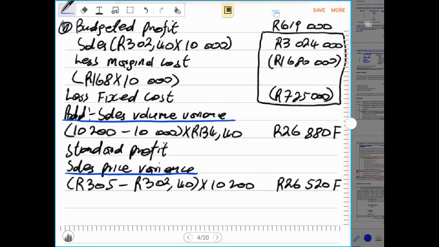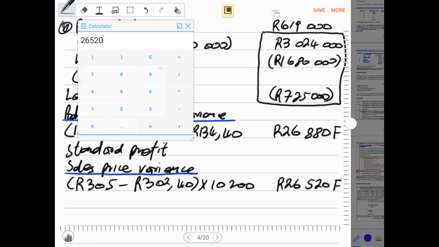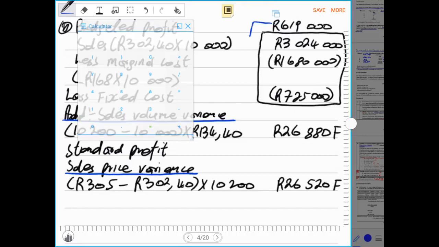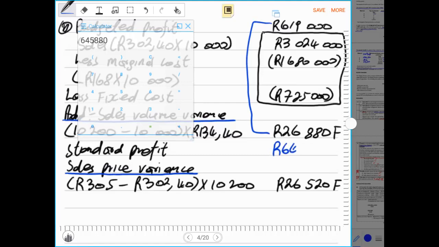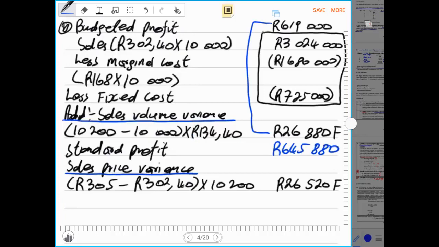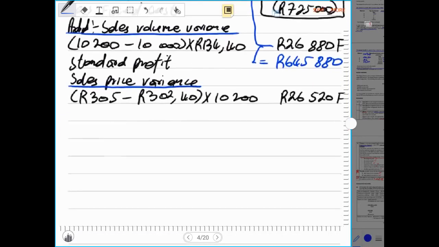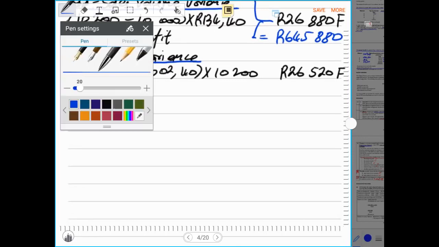Standard profit, I don't know why I did not add anything under standard profit. My standard profit is this figure plus the sales volume variance. I thought I'd written it. 619,000 plus 26,880 gives me the standard profit of 645,880. You just add the two, and it gives you that. That is called standard profit, before you take into account all other variances.